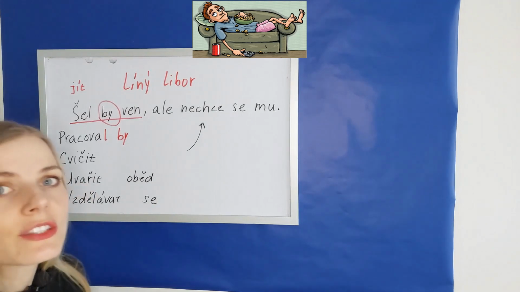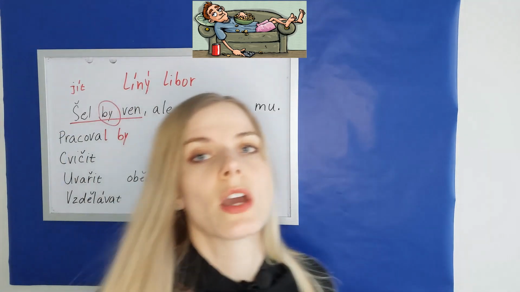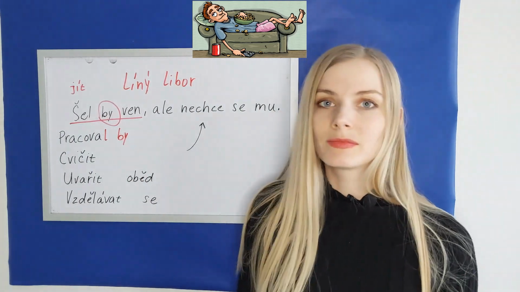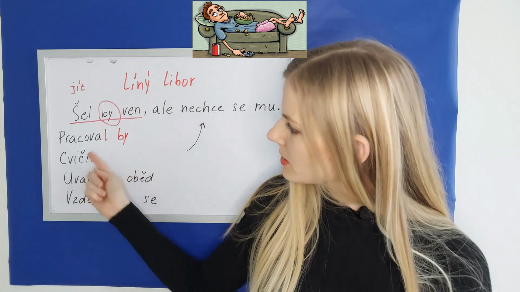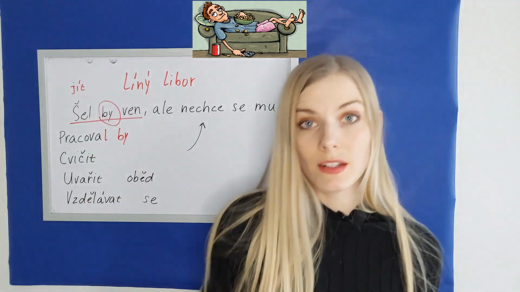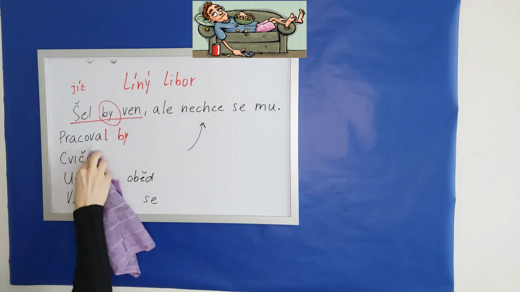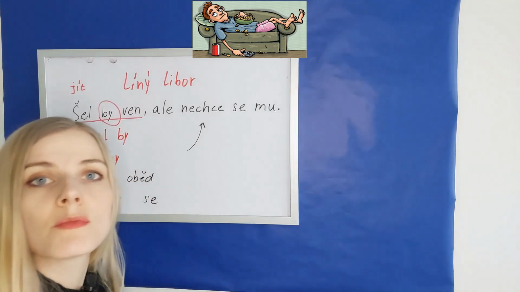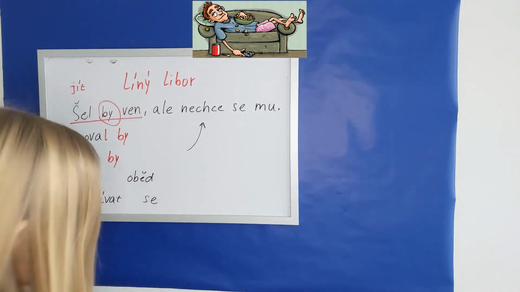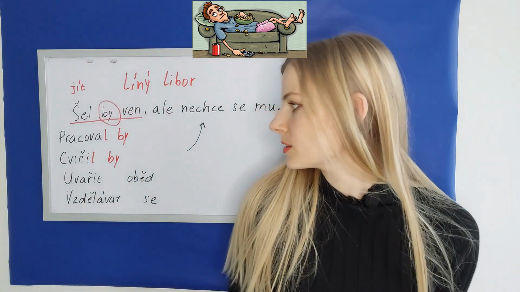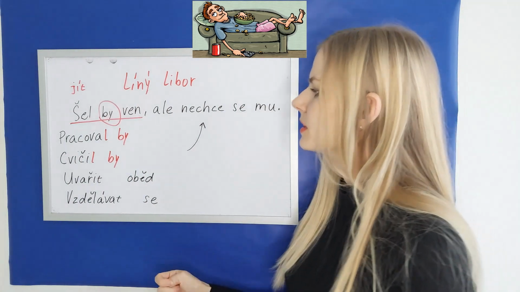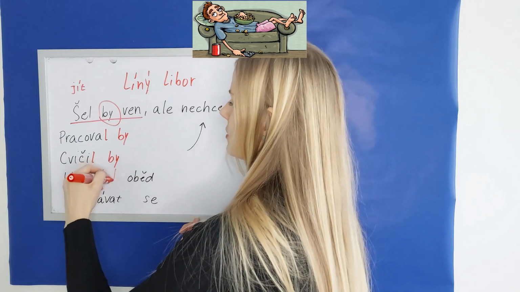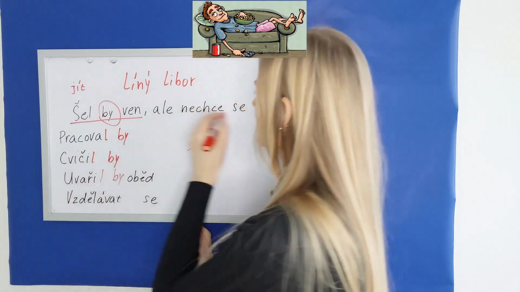What about cvičit? Cvičit means to do exercise. He would do exercise, but he doesn't feel like it. We take away the last letter and we add by again. So it's cvičil, cvičil by, ale nechce se mu. He would do exercise, but he doesn't feel like it. What about uvařit oběd? He would cook lunch, but he doesn't feel like it. And again, it's uvařil by oběd, ale nechce se mu.